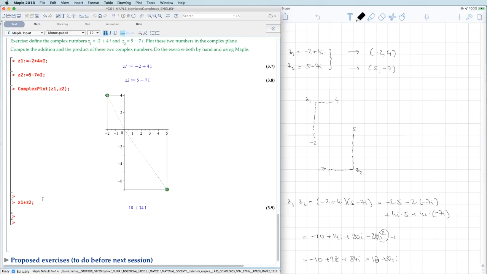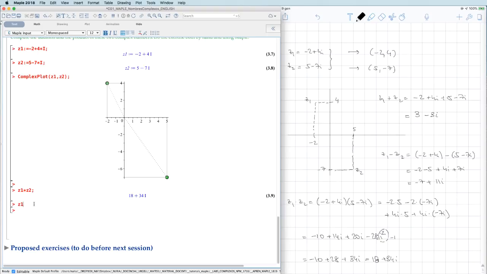okay, it's 18 plus 34i, and of course if we add them, which is very easy, it's minus 2 plus 4i plus 5 minus 7i, so it's minus 2 plus 5. If we subtract them, we just need to remember that now it's important to put brackets: minus (5 minus 7i). So we get minus 2 minus 5 plus 4i plus 7i. So it's going to be minus 7 plus 11i. So let's check it. So it's going to be z1 plus z2, 3 minus 3i, and again z1 minus z2, minus 7 plus 11i.